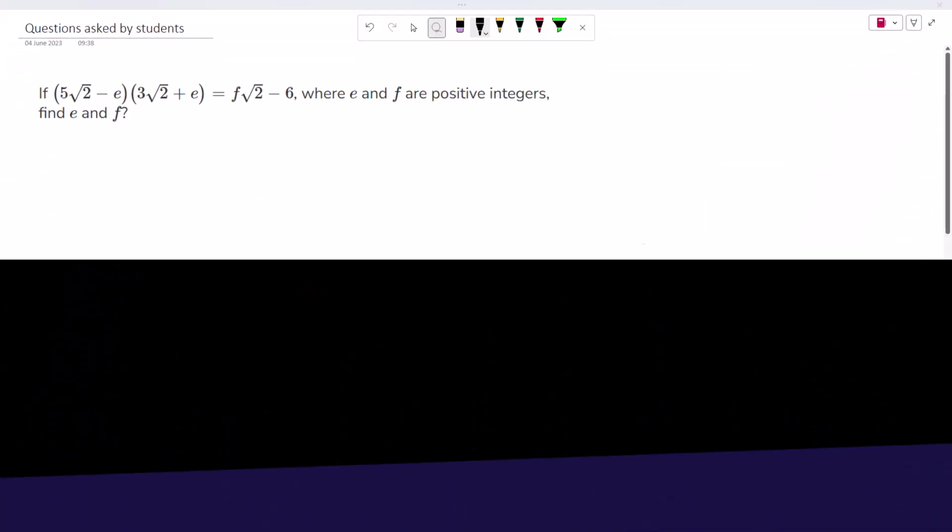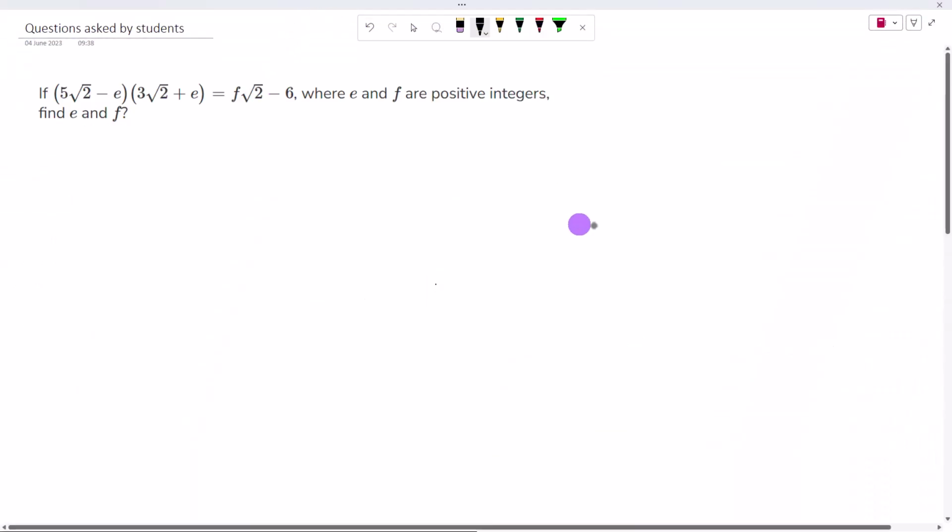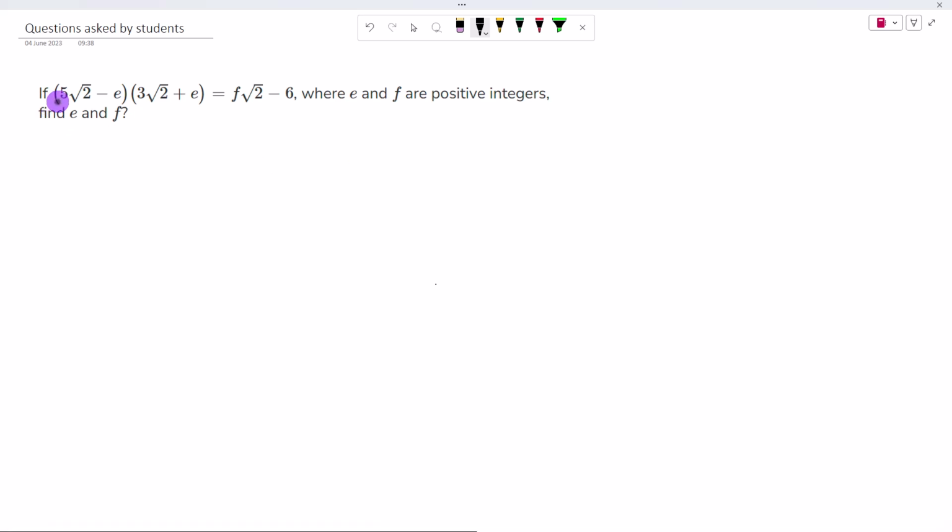Right, we have a couple of grade 8, grade 9 questions to do here, asked of me by a couple of my students. These are going to come up in the paper too in 2023, especially these surds questions. Maybe not as hard as this one, but they will come up. Now, we've got these two brackets to multiply and equal that, and we've got e and f, which we don't know, but we do know they are positive integers, and we've got to find them.